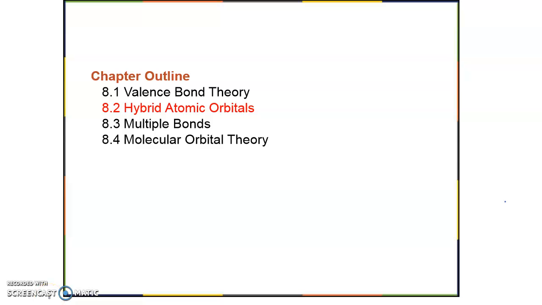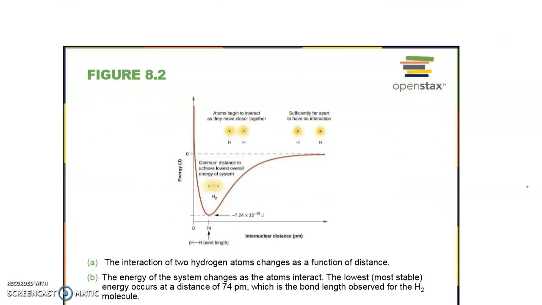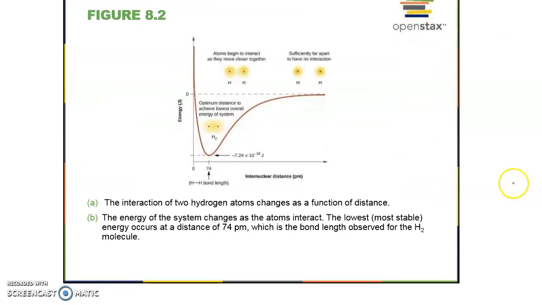In this video, you will learn about hybrid atomic orbitals. From the last video, what we have seen is that by using the valence bond theory, we can explain how two atoms can come together and form a bond. Those valence electrons can share with each other, but how exactly do they work?